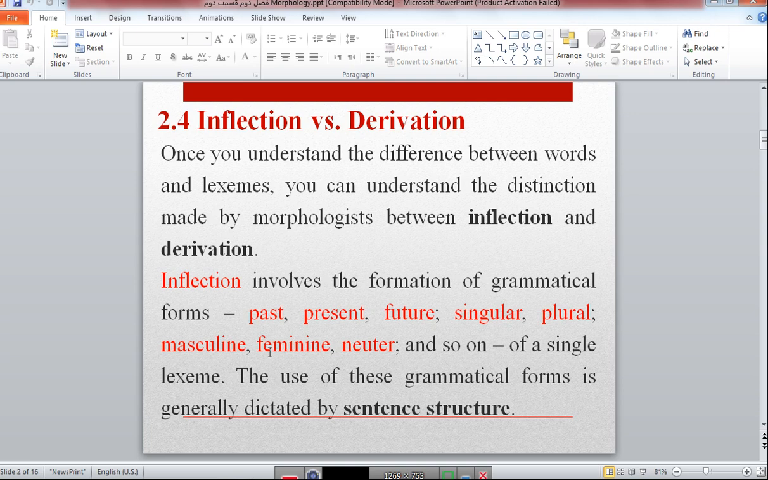The use of these grammatical forms is generally dictated by sentence structure. Thus, for example, is, are, and being are examples of inflected forms of the lexeme be, which happens to be highly irregular not only in English but in many other languages as well.